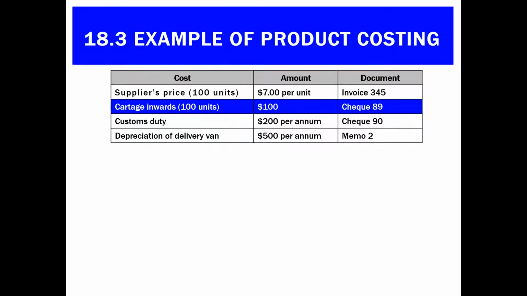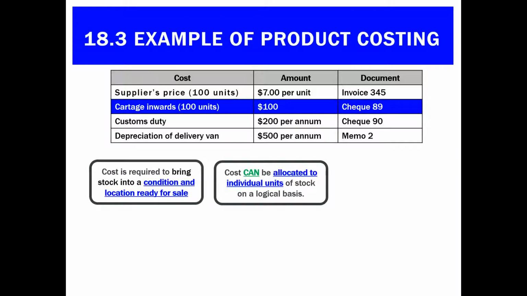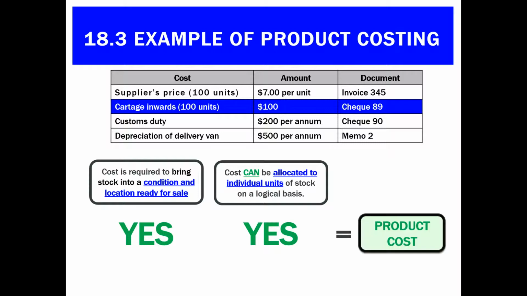We've got the cartage inwards for $100. Is it required to get stock in a condition and location ready for sale? Yes, it is. Can it be allocated to each individual unit? Well, it hasn't been. We've just got $100. However, that does cover, it says here, 100 units. So it's $100 for 100 units. It's pretty logical to allocate that at $1 per unit. So what we'll say is we can allocate that one, and we've got another product cost.